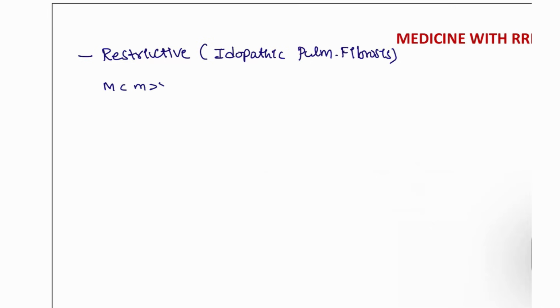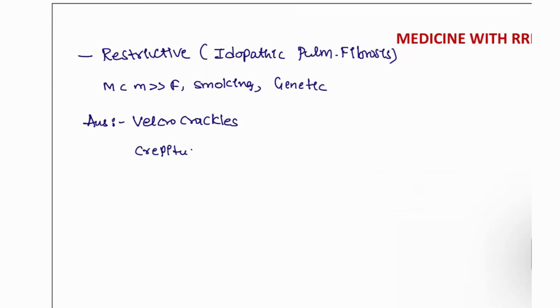Let's start with the next topic. This is the restrictive lung diseases. In the restrictive lung diseases, the most common one will be idiopathic pulmonary fibrosis. In this idiopathic pulmonary fibrosis, it is most commonly seen among males with a history of smoking, and also some of them will be associated with genetic conditions, right? This is one of the things that you have to remember. Next, on auscultation you are going to hear velcro crackles, and also crepitus on percussion will be seen.